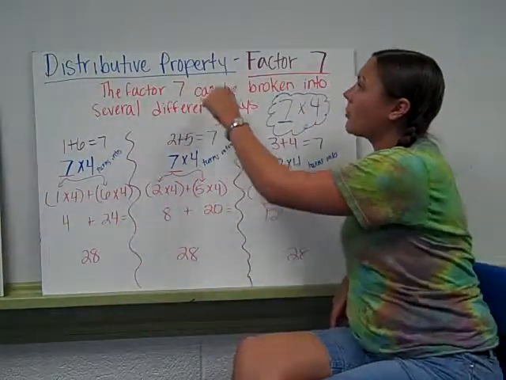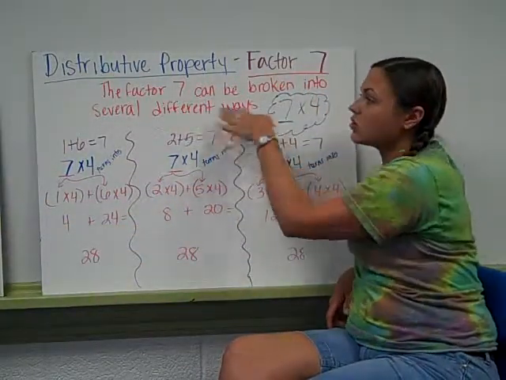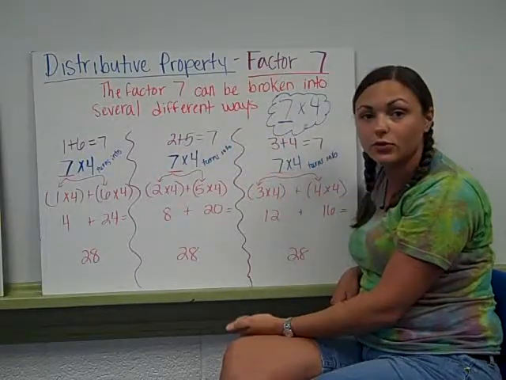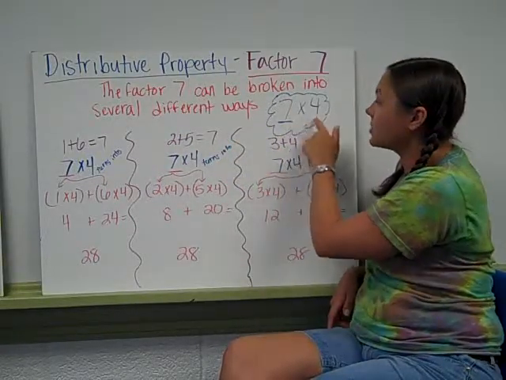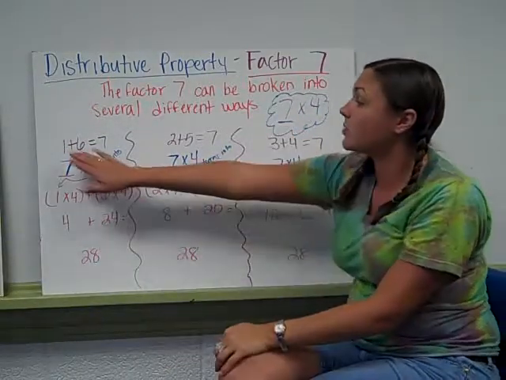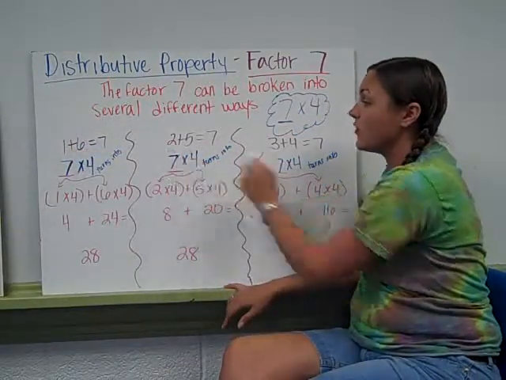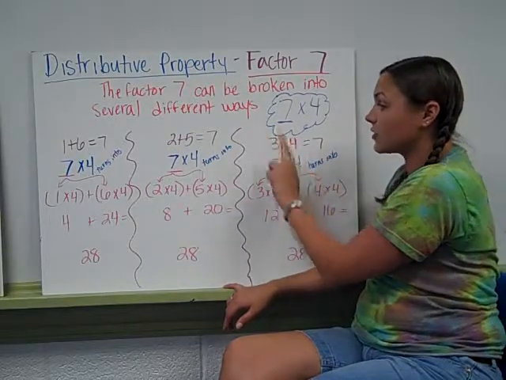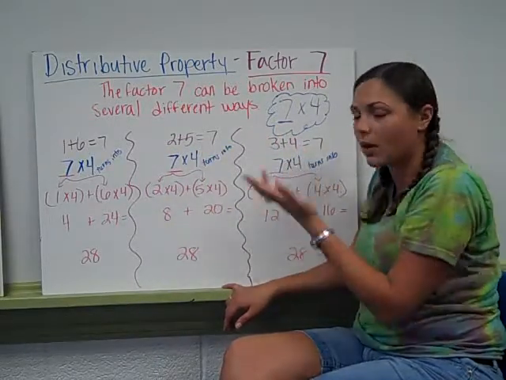Alright, the distributive property for factor 7. The same thing's true for factor 7. It can be broken up into several different ways as well. I can break up the 7 times 4. I can break up 7 because I want to break up the bigger number. I can break it up into 1 plus 6, 2 plus 5, or 3 plus 4, or vice versa. 5 plus 2, 4 plus 3, however you want to do it.